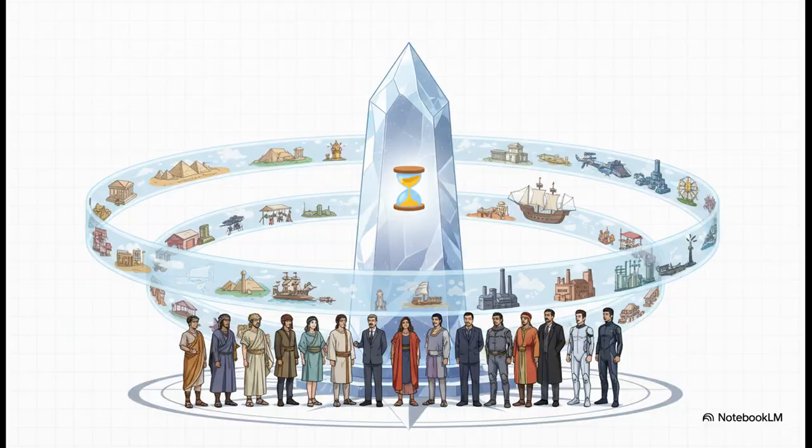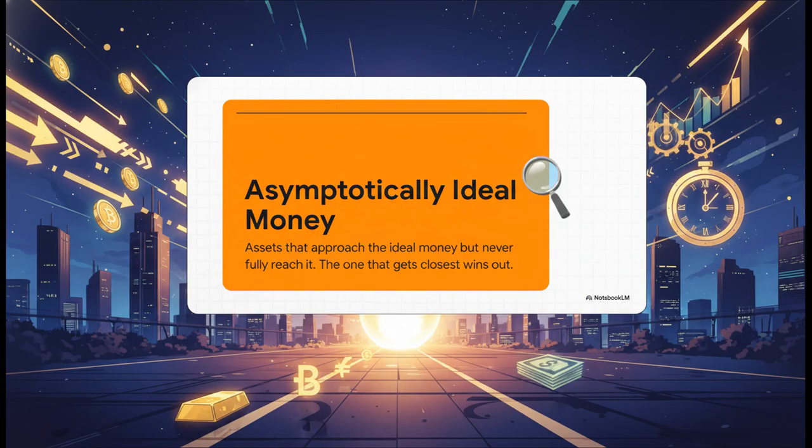This leads us to Nash's final powerful idea, asymptotically ideal money. Now that sounds complex, but the idea is simple. Since no asset can be perfect, different assets are constantly competing to get as close to that ideal as possible. The asset that does the best job of holding its value across space and time is the one that ultimately wins out and becomes our money.